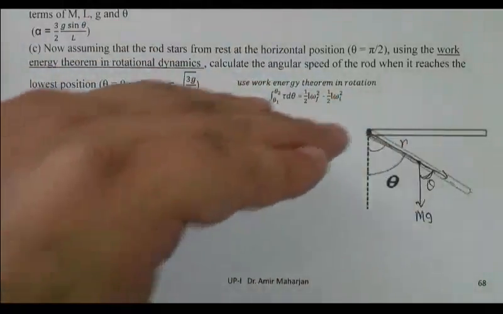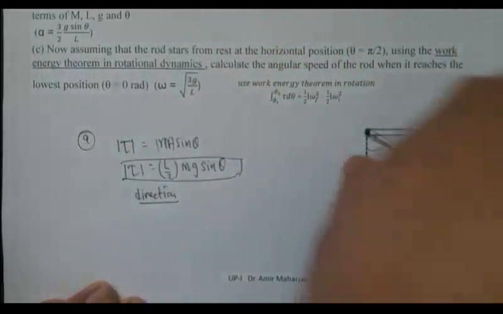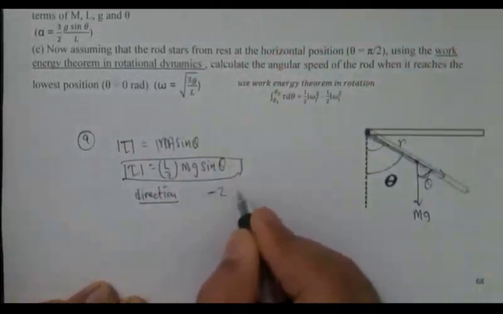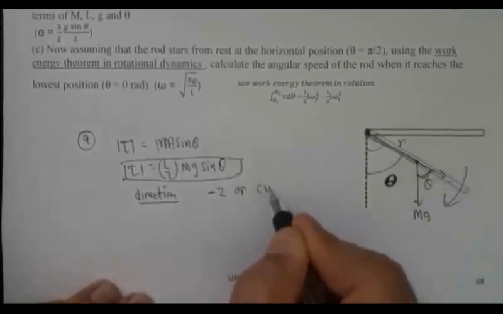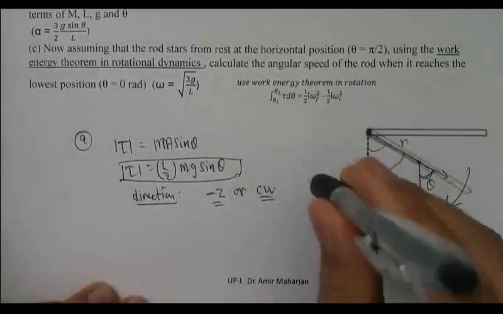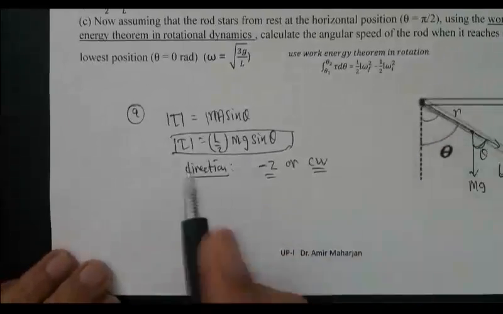So you point your fingers towards r, the position vector, curl your fingers towards the force of gravity, like this, and this thumb is downward. So either you can say negative z, or you can say it's clockwise. Clockwise is negative. Negative z is downward and perpendicular to the plane of the paper. Okay, that's the first question.